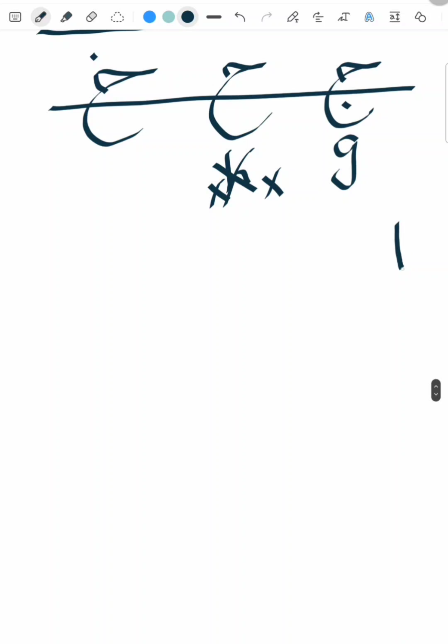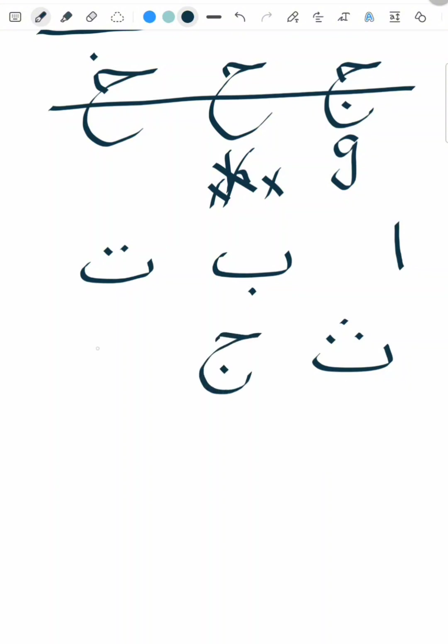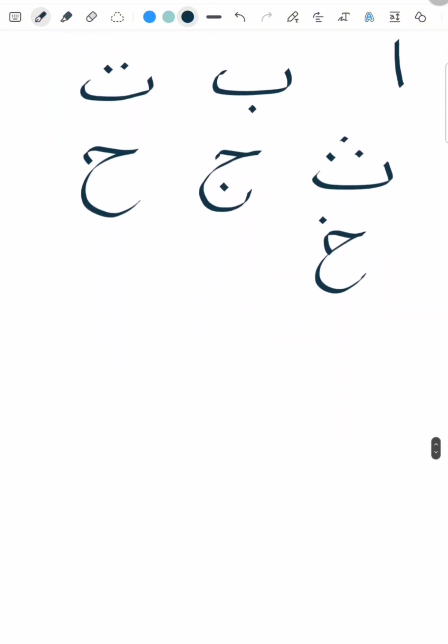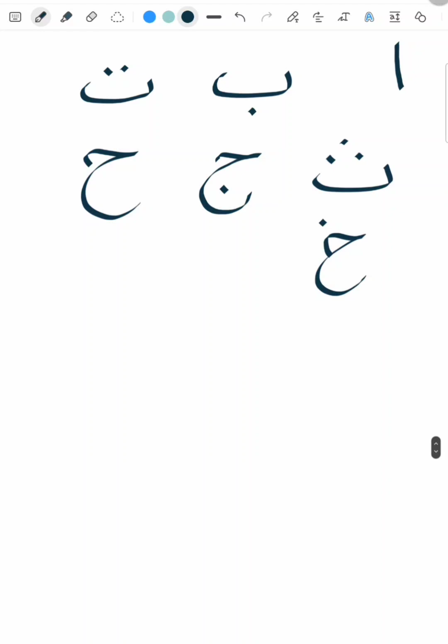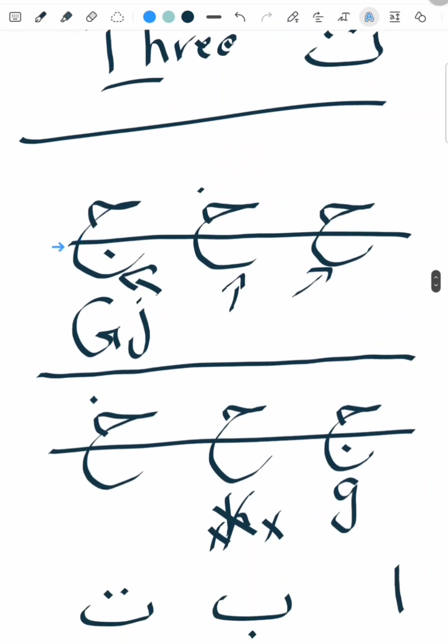Let's recap really quick. A, B, T, Th, you're right. Jim, Ha, oh, my bad. Ha, Kha. Got it? I hope you did. If you noticed in Arabic, every time there is a big belly like this one, see it? The big belly, it's always under the line.